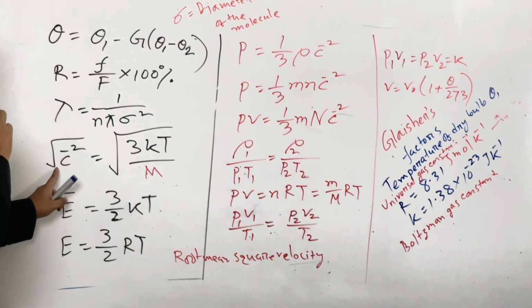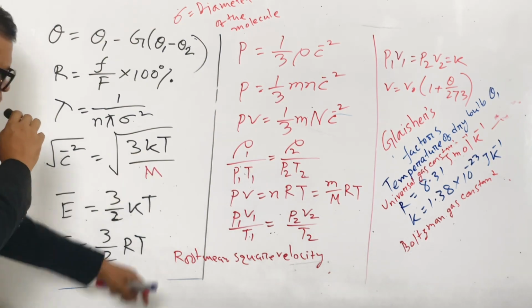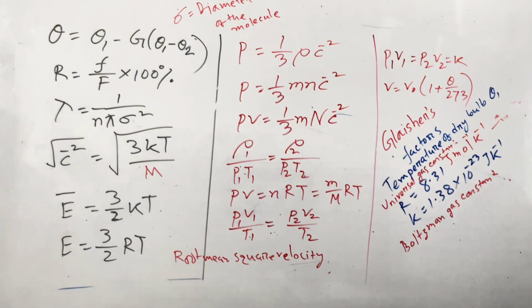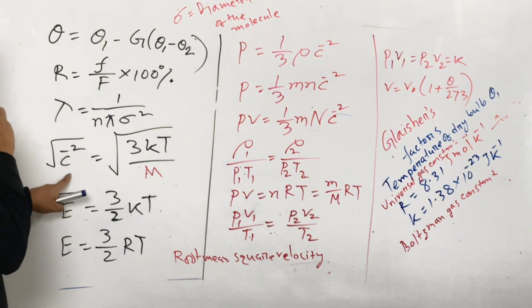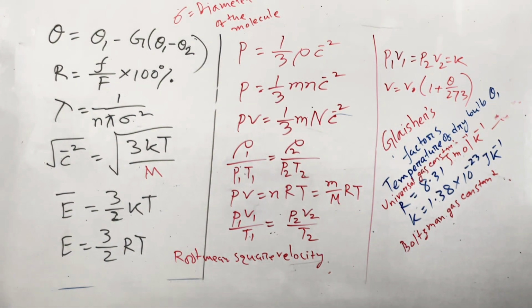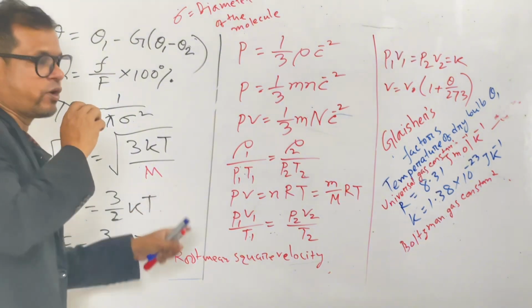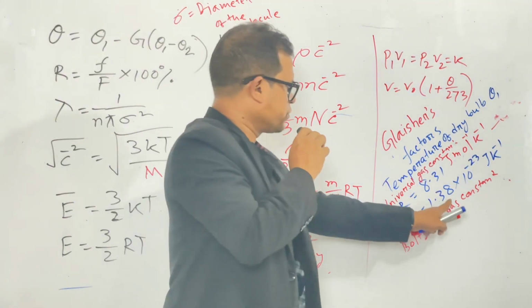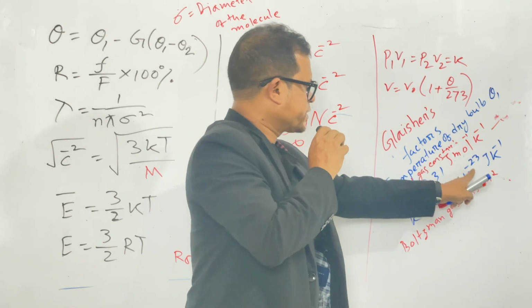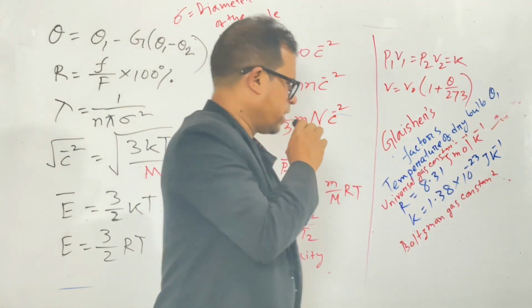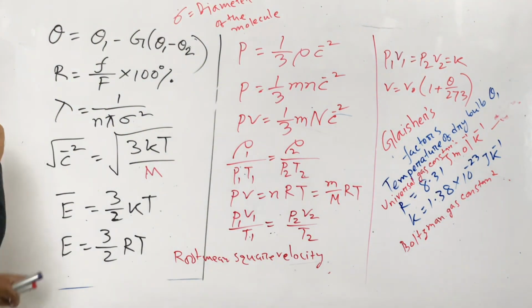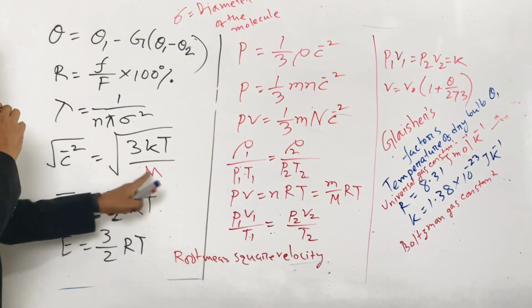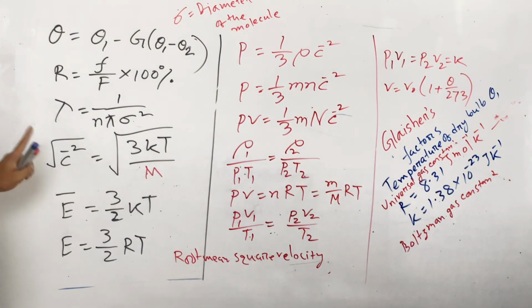C bar equals the square root of 3kT over capital M. This is the root mean square velocity of the gas. K is the Boltzmann constant, T is the temperature, and M is the mass of the gas. The Boltzmann constant value is k equals 1.38 times 10 to the power minus 23 joule per Kelvin. If you know k, T and M, you can find out the root mean square velocity.